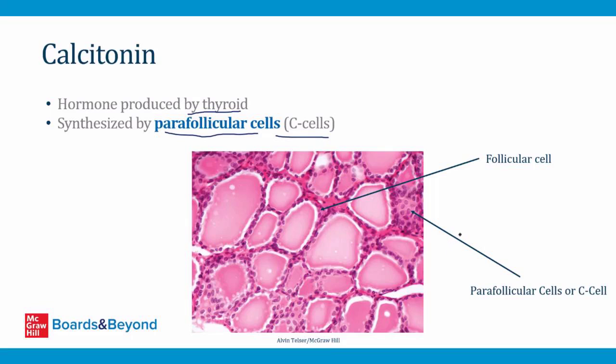So if you look at this biopsy specimen from a normal thyroid, you have collections of colloid here, a single layer of follicular cells lining the colloid collections. And then out here, you have these other cells called parafollicular cells or C cells, and they're the ones that are going to make the hormone calcitonin.